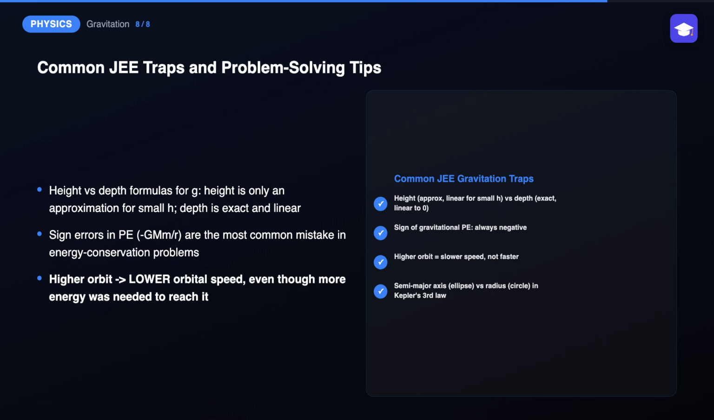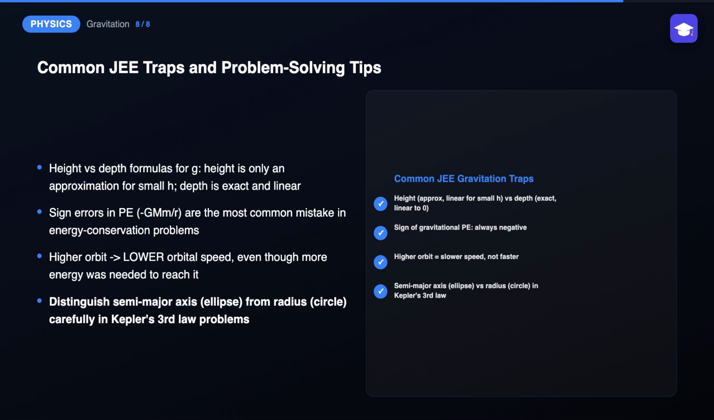The third trap concerns changing orbits. When a satellite moves from one circular orbit to a larger one, its speed actually decreases, but the energy required to reach that new higher orbit still increases overall. Since total orbital energy becomes less negative as radius grows, students often incorrectly assume higher orbit automatically means higher speed. Exactly the opposite is true.